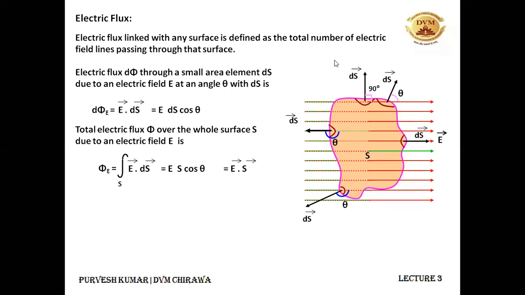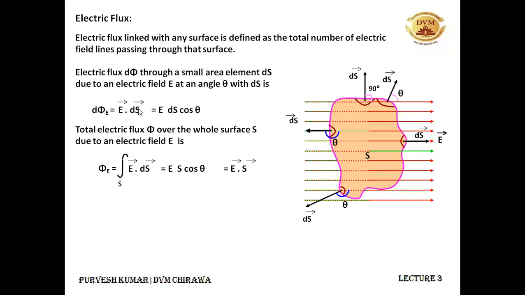See, the electric flux can be defined as the number of electric field lines that are passing through a given surface, and this is my surface S, the irregular surface. These are the electric field lines passing through it. Now I need to calculate how many electric field lines are passing through it. For that, I have to take a small area vector. So I have taken a small area vector ds that is making an angle theta with it.